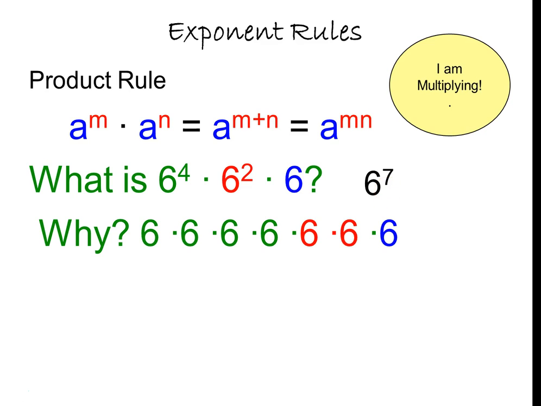What we're trying to say is we're not changing the base. We're not multiplying the 6s by each other. We are writing our text message to tell you how many 6s there are. Now, some of you might have forgotten that there was a 1, so 4 plus 2 plus 1 is 7, so that's 6 to the 7th.